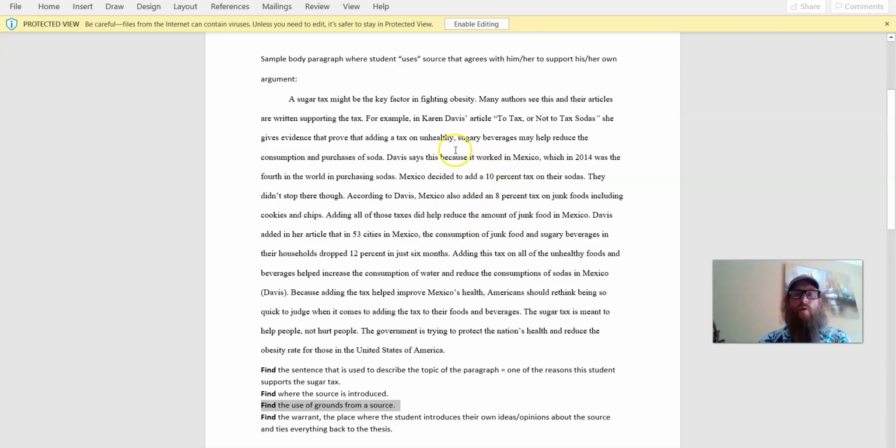Okay, so where do the grounds come in? Well, you can see her kind of introducing Davis and talking about Davis's article, right? And the student, there's no quotation marks here, right? And that's because it is written in the student's own words. She's paraphrasing, right? She is using her own words, but what is she using from the source? You got it.